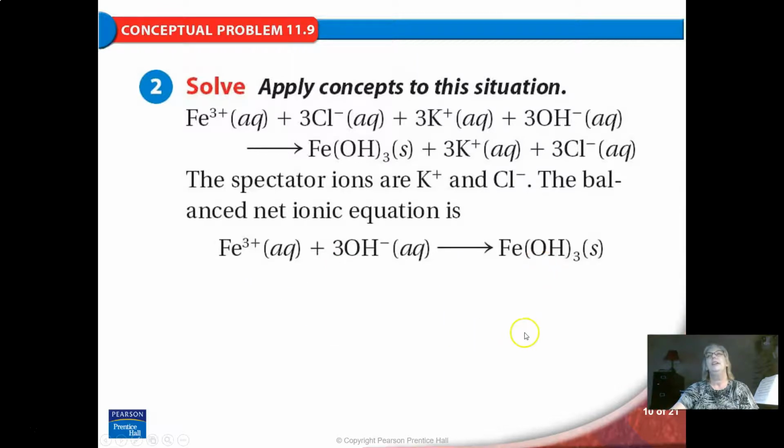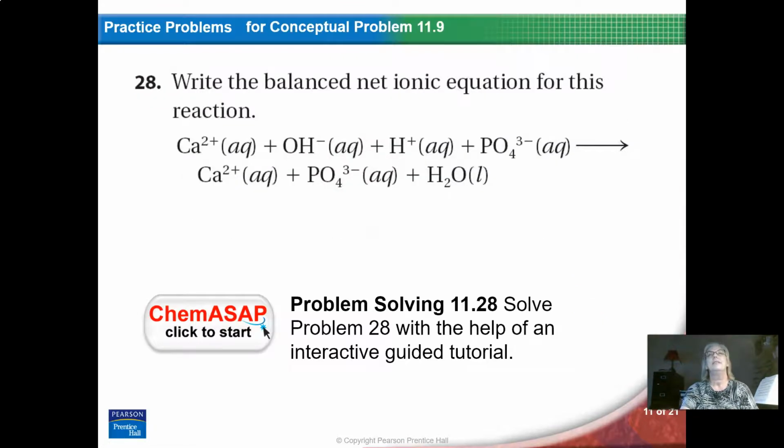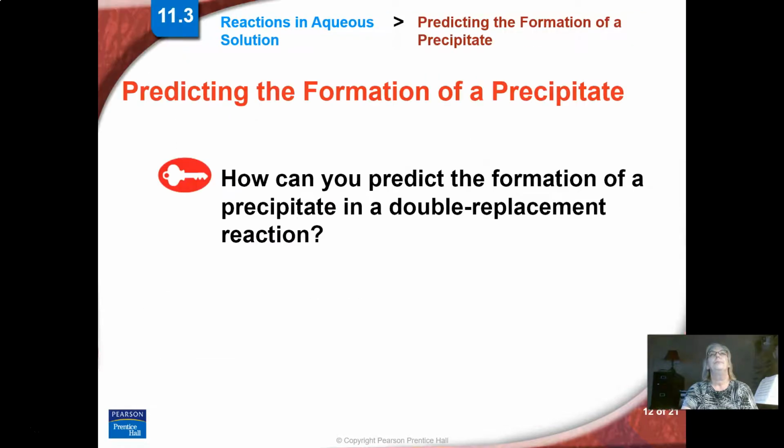Very important. It's going to be a skill you need to work at because it doesn't come easy for most folks in class. So I need you to practice this. So see if you can do this one. This is the complete ionic right there. See if you can pause this and do the net ionic equation.